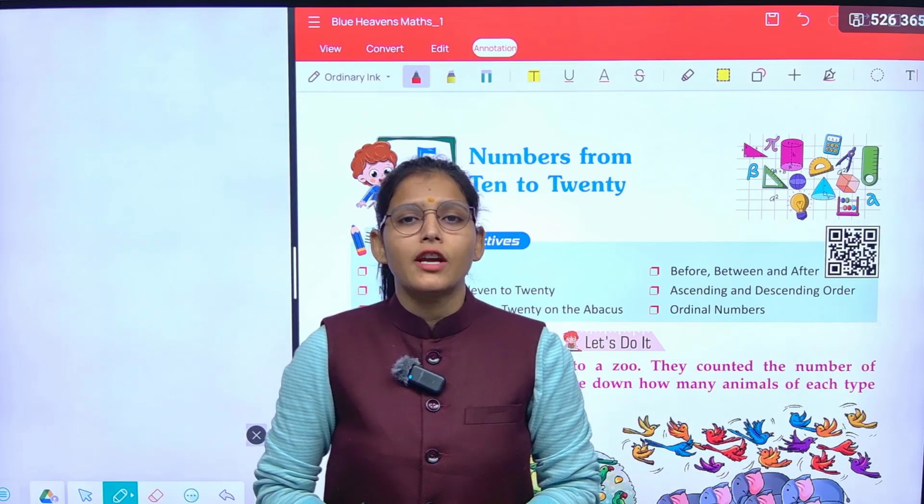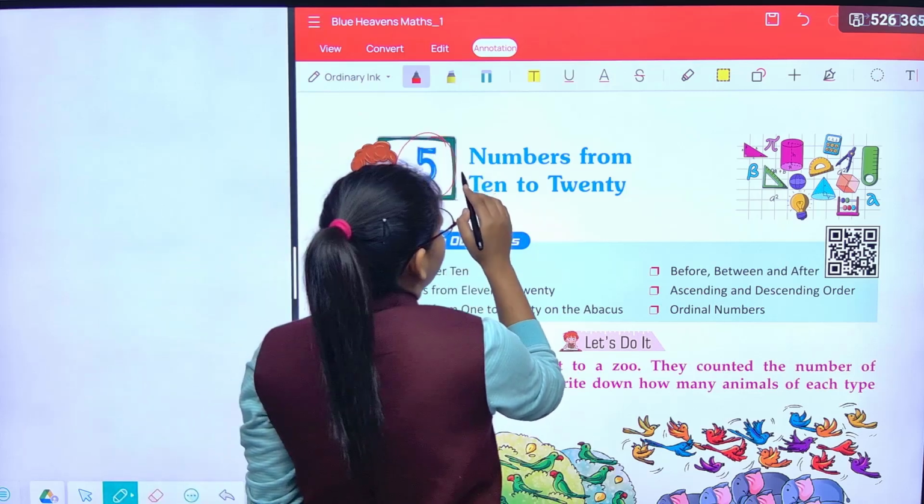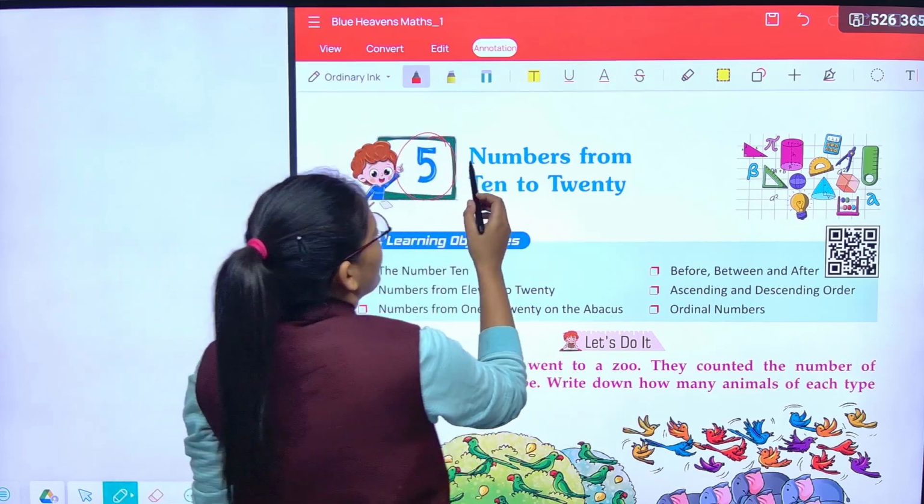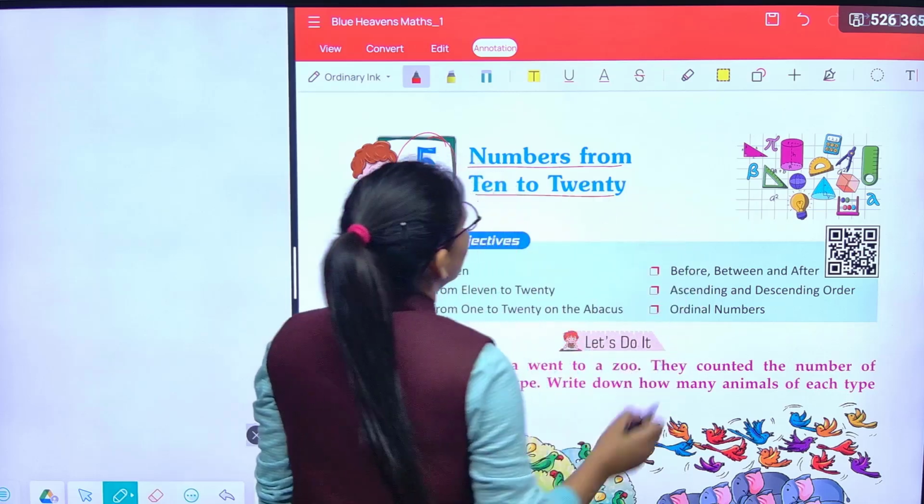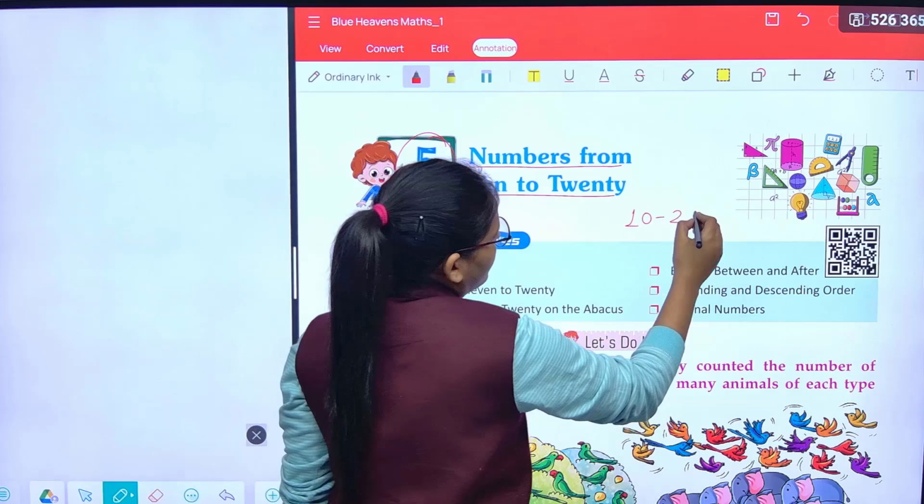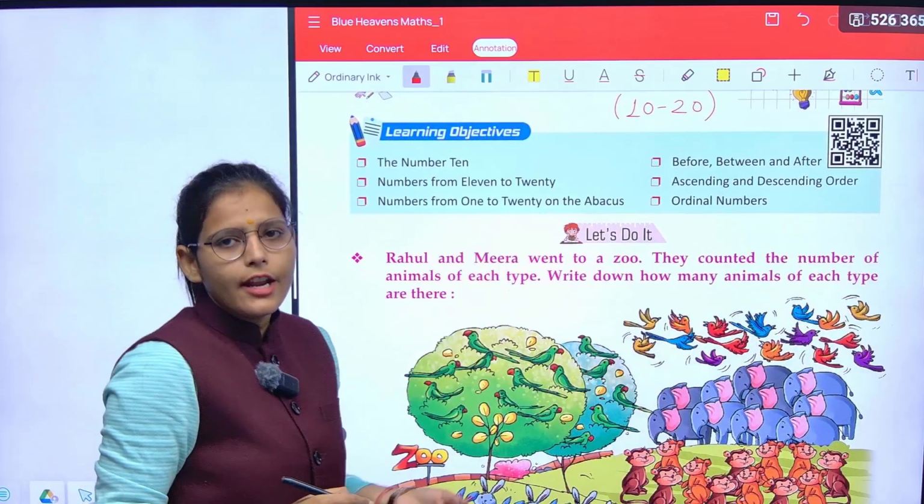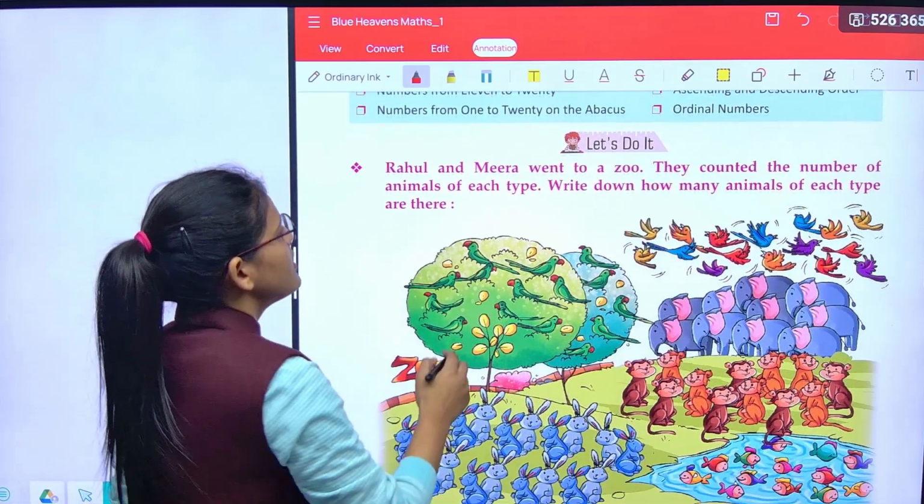Students, today we will learn chapter number 5, that is numbers from 10 to 20. Okay class? Now class, these are our learning objectives. Now class, let's start the chapter.